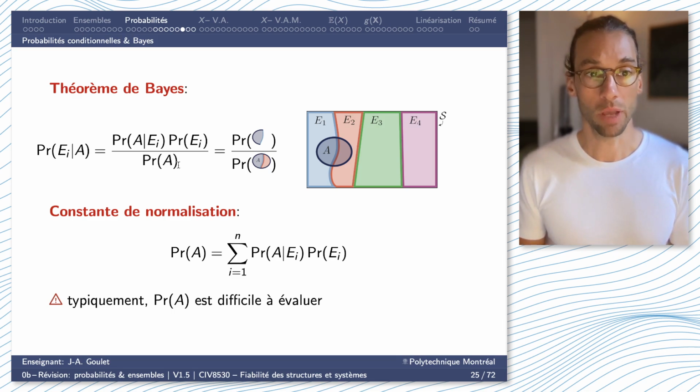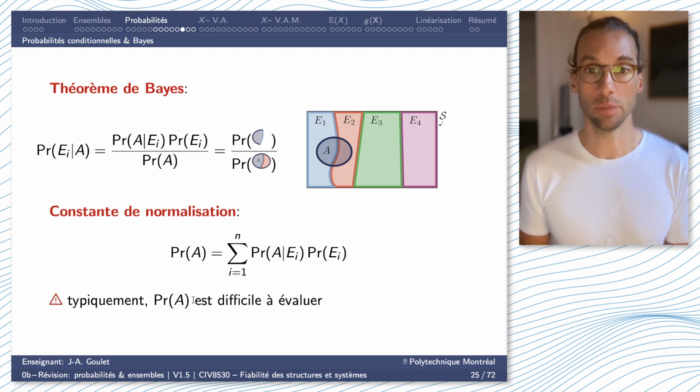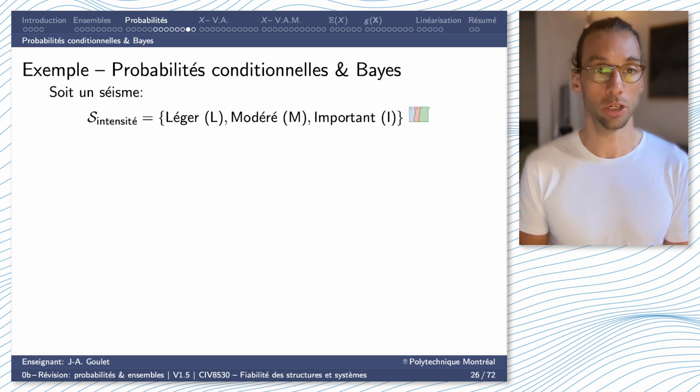And here, what we have on the denominator is my normalization constant. Typically, when we have a large number of events, P of A might become very hard to compute. We're going to dig into deeper detail on this later on in the course.